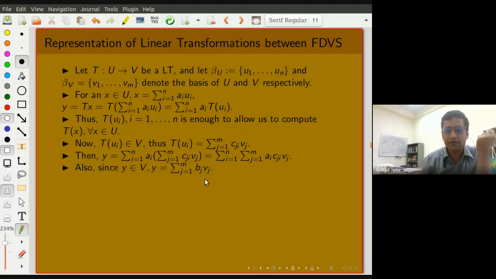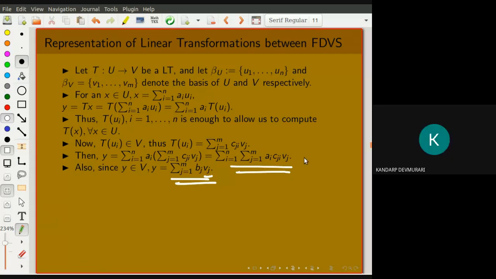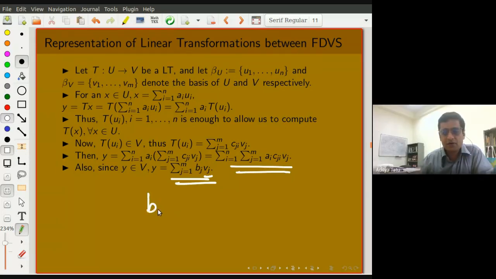Right, so as I just said, y will also be a linear combination of vj, and we know that the linear combination is unique. So would this linear combination and this linear combination be any different? They are same. So what can you say about, let's say, BK? What is BK in terms of A and C? Remember, BK is the coefficient associated with the kth basis BK. What would that be over here?